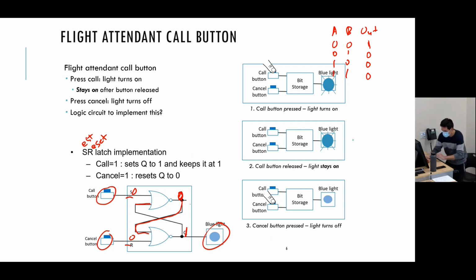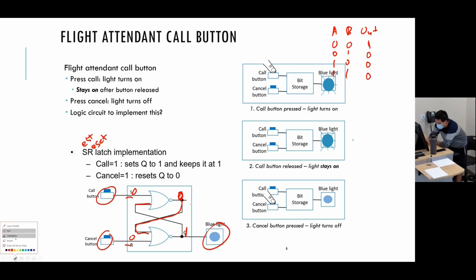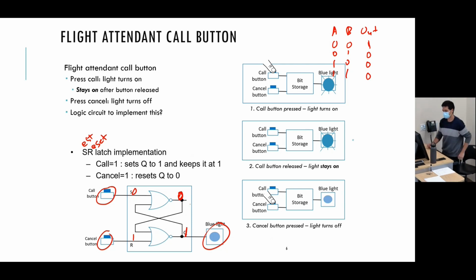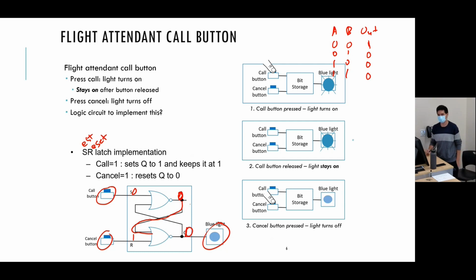And now let's say the flight attendant comes to your seat, helps you out, and presses the cancel button or reset button. So this is 0. 0 NOR 1 is 0. Your light is going to turn off. 0 is going to come over here. 0 NOR 0, this is going to become 1. And then this is also going to feed back here. 1 NOR 1, so this stays 0.